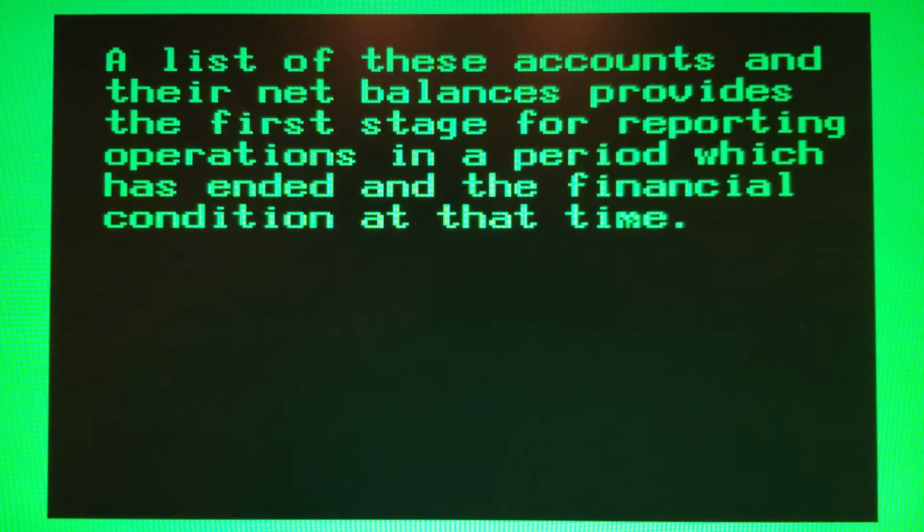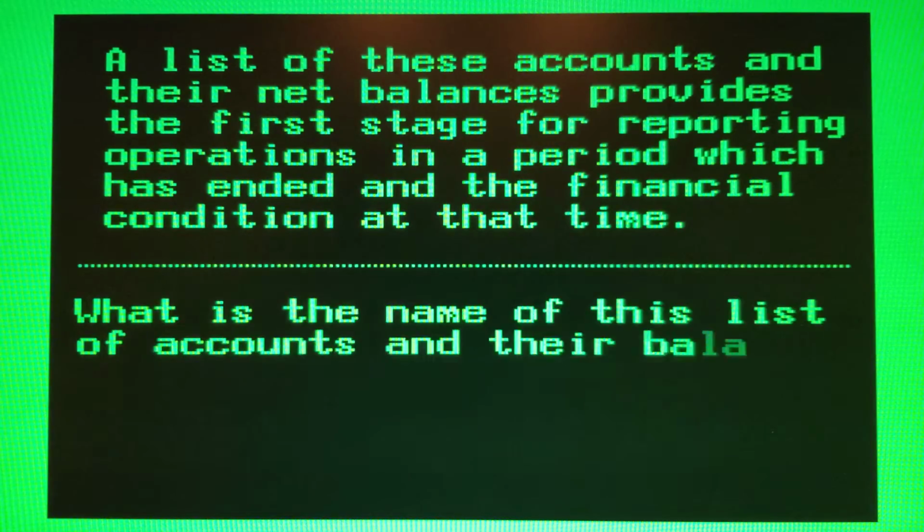If every transaction has been properly entered into a firm's books of account, a list of these accounts and their net balances provides the first stage for reporting the operations in a period of time which has just ended, and the financial condition at that time. What is the name of this list of accounts and their balances?